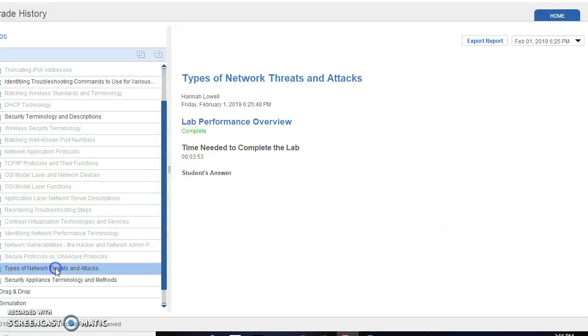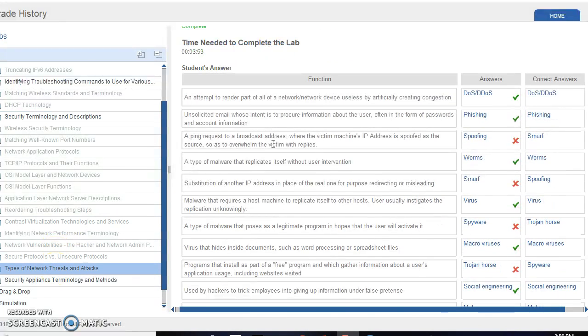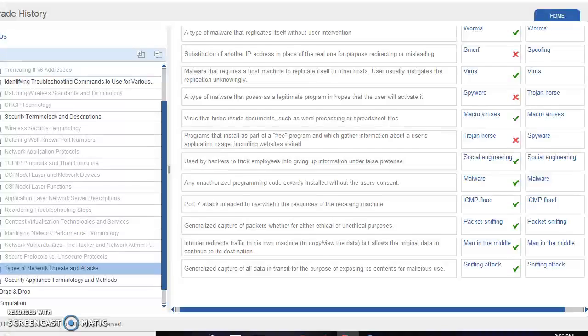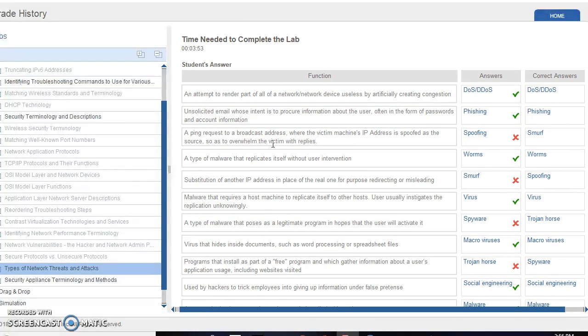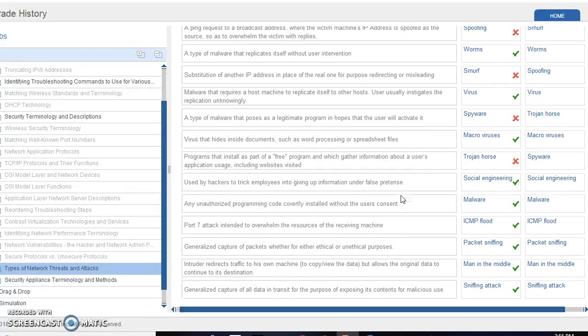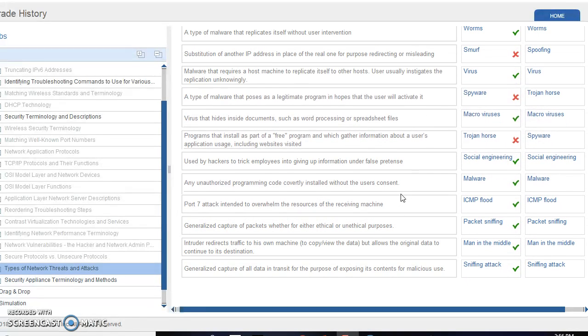Next, we have types of network threats and attacks. Most of these I was familiar with. Some I was a little confused with in the matching, but they were fairly easy to research and recognize. I did confuse spoofing and smurfing, and Trojan horse and spyware, but these were all relatively easy to understand terms, and these are types of threats that pose issues to various operating systems.